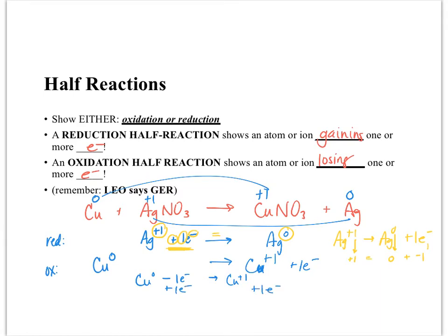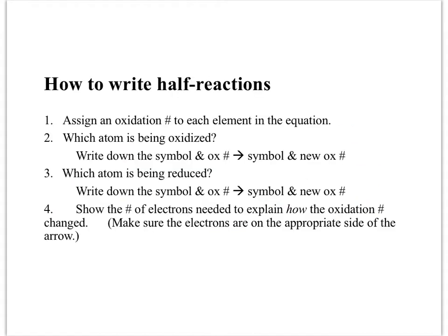So mathematically, look at our numbers. We have a 0 equals +1 plus -1, and mathematically that does work. So this is the half reaction for reduction, and this is the half reaction for oxidation. So let's look at a couple more examples. This is just a step-by-step process, but I basically just walked you through that.